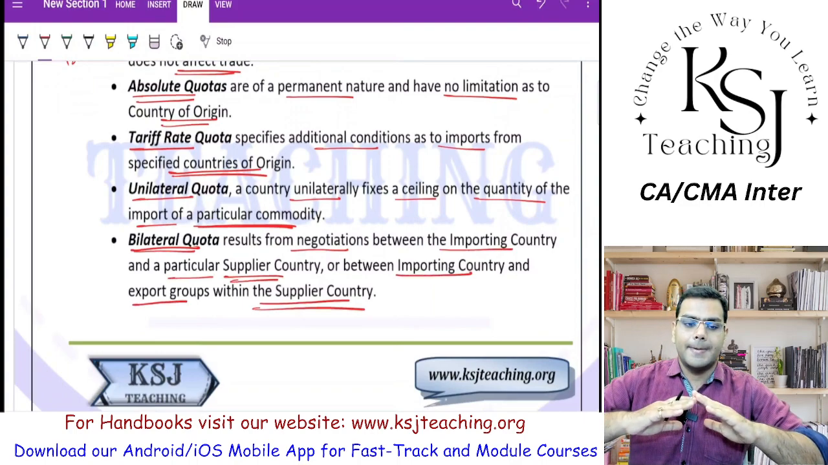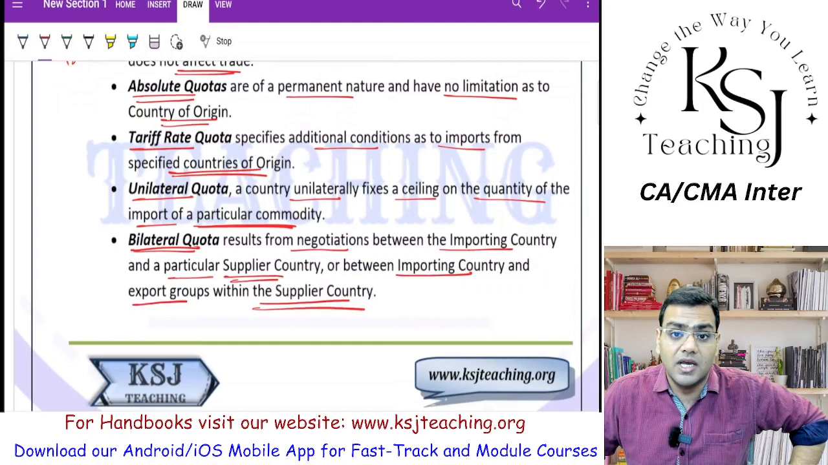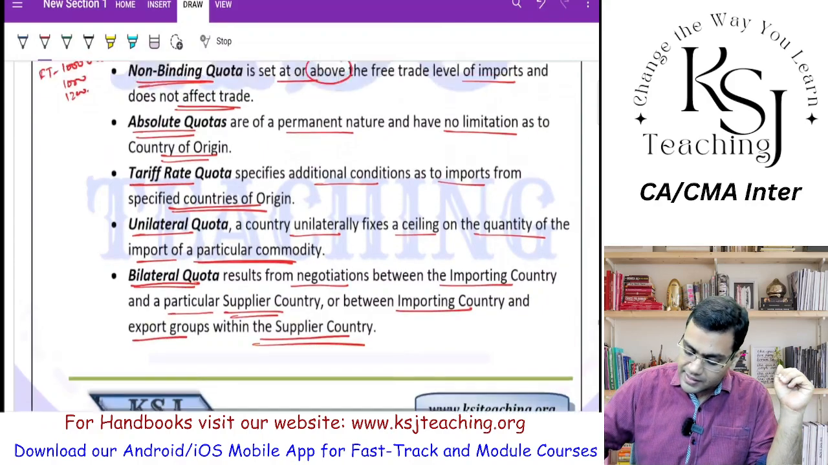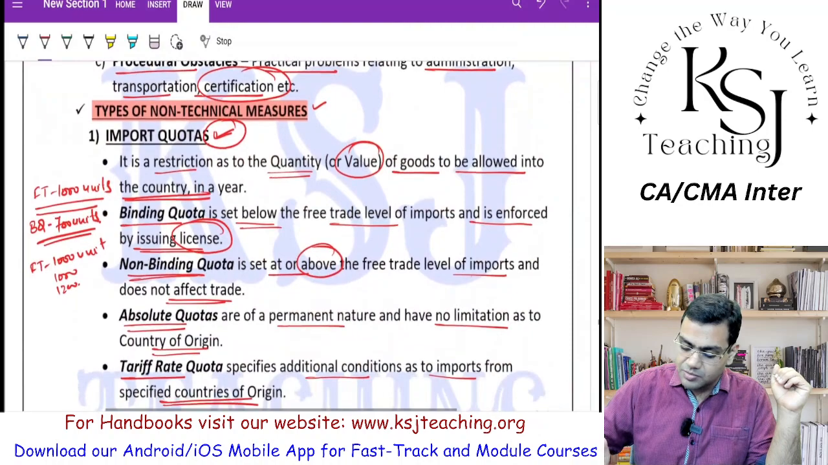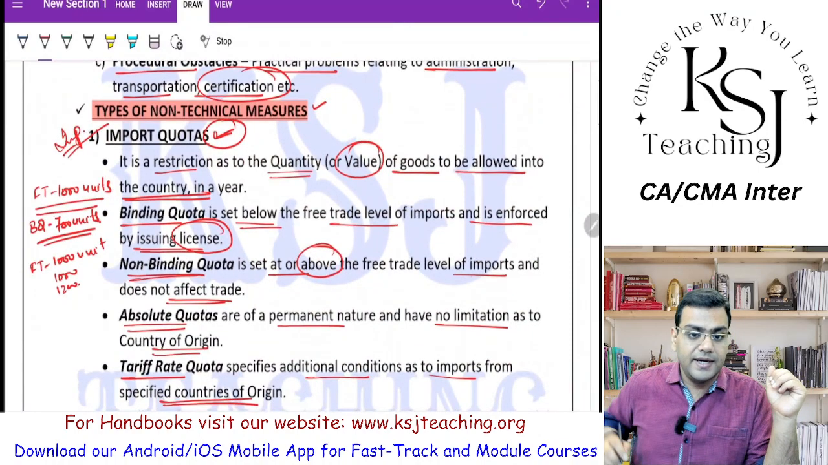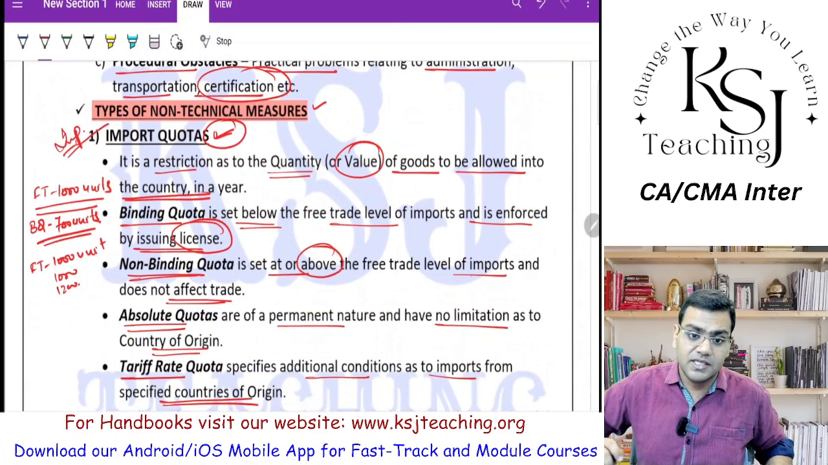India directly puts the restrictions on the import. They say to China, you cannot import more than 100 units a year of a particular product. This is unilateral. Clear? So these are the different types of quota. This is important from the examination point of view, right? A straightforward question can be asked on the import quotas, that what are the various import quotas.